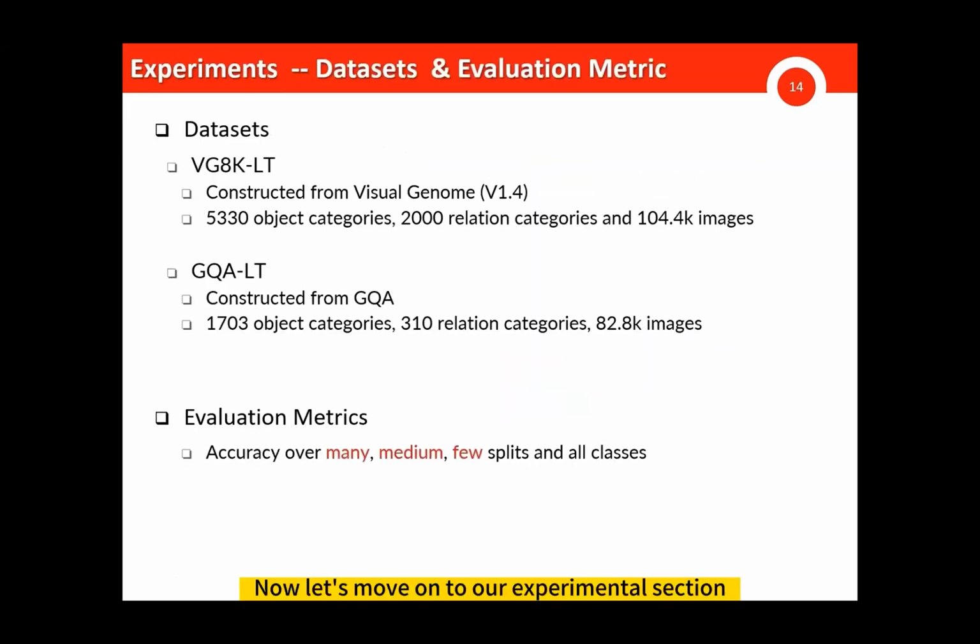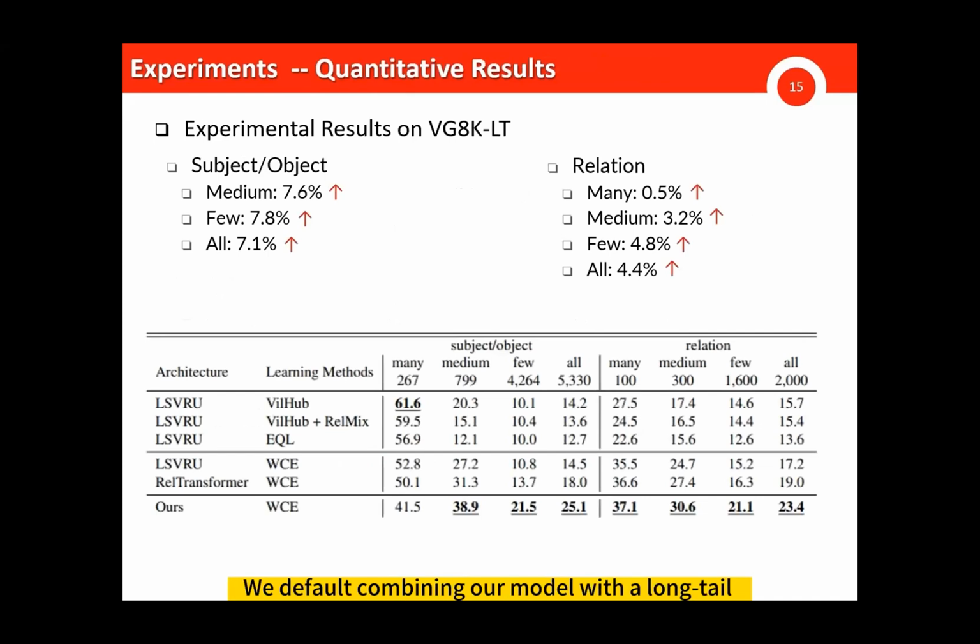Now let's move on to our experimental section. We conducted experiments on two datasets, which are VG-LT and GQA. These datasets are derived from the original datasets with certain processing. It can be observed that GQA is relatively more complex. As for the evaluation metrics, we report the accuracy of these states, many, medium, and few, based on the sample frequency, as well as the overall accuracy across all categories. We train our model with a long-tail loss function with cross entropy.